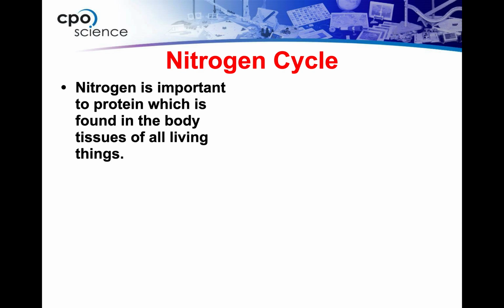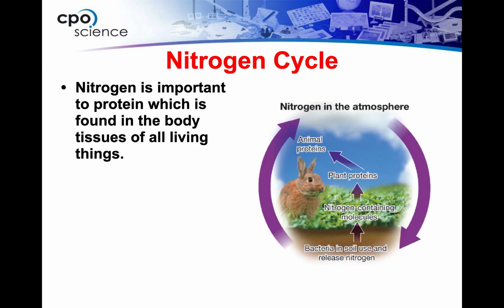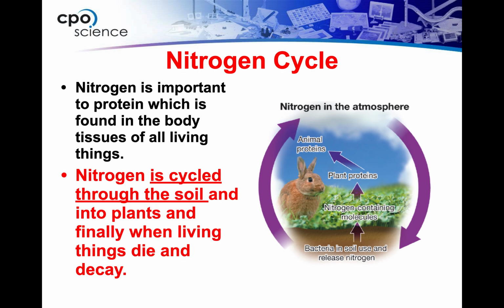Finally, last thing. Our atmosphere is 78% nitrogen. You're breathing it in. We're not doing anything with the nitrogen that we're breathing in. However, nitrogen is very important. It is important to build proteins in our body. It's also found in the tissues of all living things. It's also found in our DNA. It's really important. So how do we get it if we don't get it when we breathe it in?